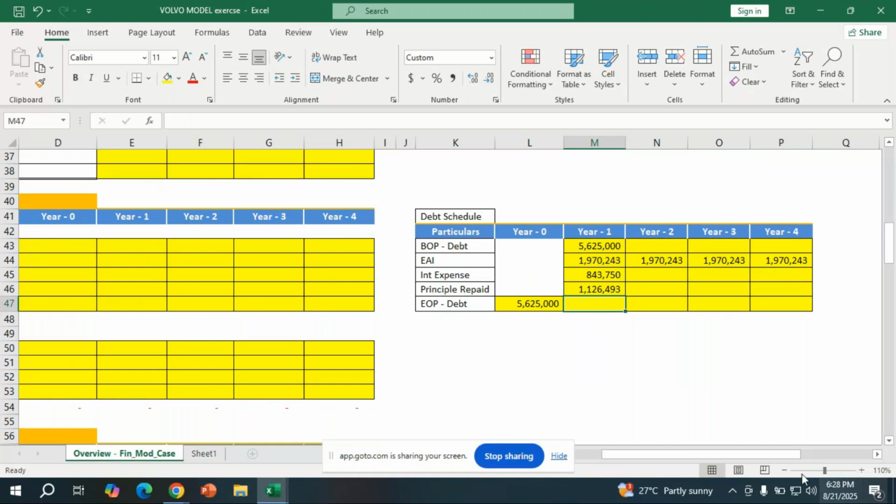Okay. And then what is the closing balance in the year one equals to your opening balance minus your principal repaid. Press enter, you get this much for the year one. So complete the calculations for the year one, then we go to the year two.